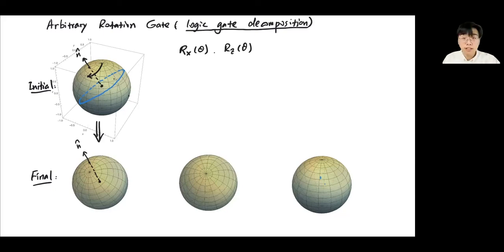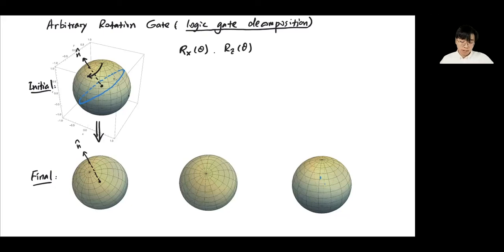For example, we start with this initial position for the Bloch sphere. And what we want to do is to rotate the Bloch sphere along the axis denoted as n hat by some angle. As a result, the Bloch sphere will end up in a position drawn on the bottom left. The best way to visualize how to accomplish this arbitrary rotation through only Rx and Rz rotations is by reversing this final position back to its original position.